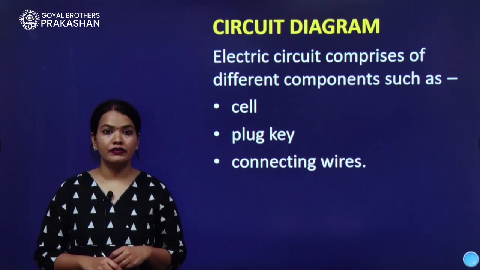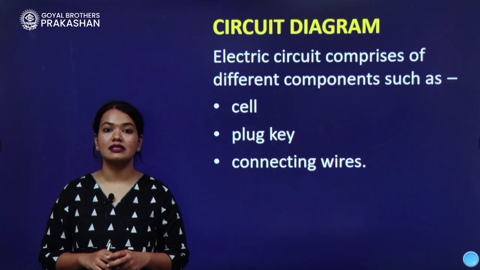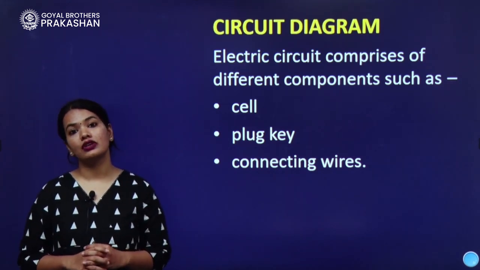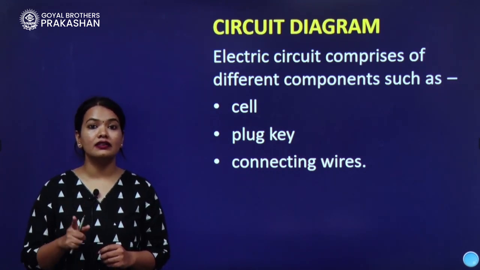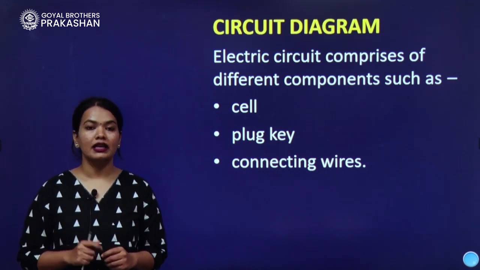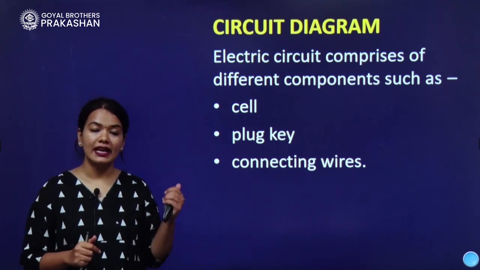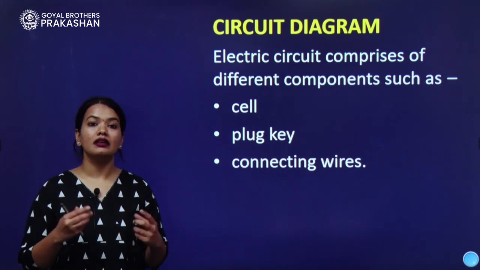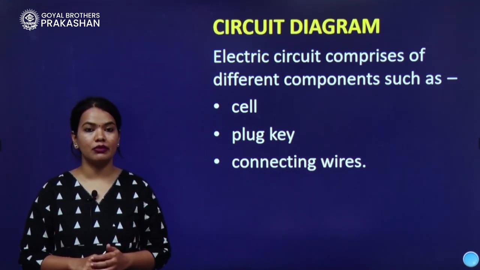What is a cell? We've discussed that cell is used to generate potential difference across the circuit. And it is very essential to have the potential difference across the circuit, because if the potential difference is not there, the current will not flow, right? Cause of the current flow is potential difference. So cell is an element that creates potential difference in the circuit, and there is a representation for the cell. We will study that in the coming slides.